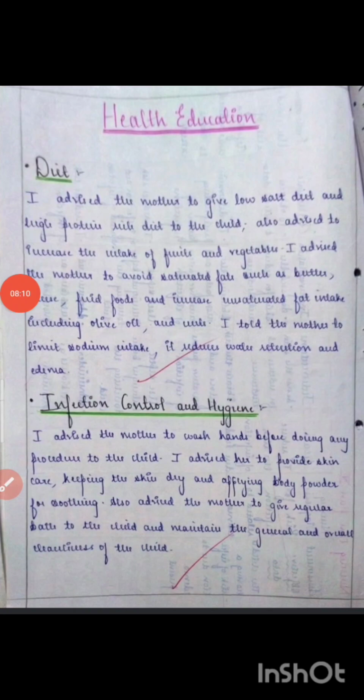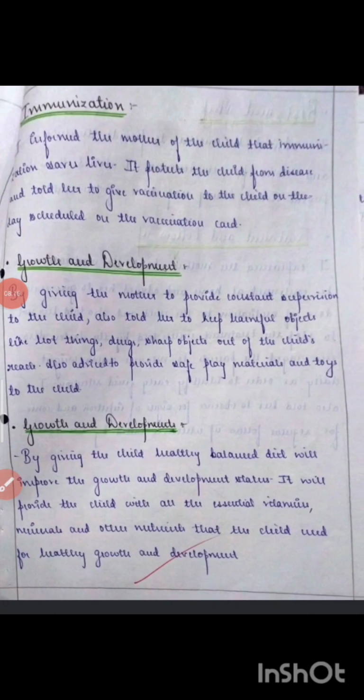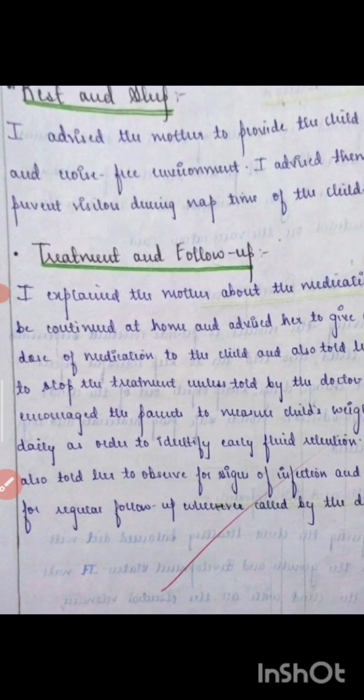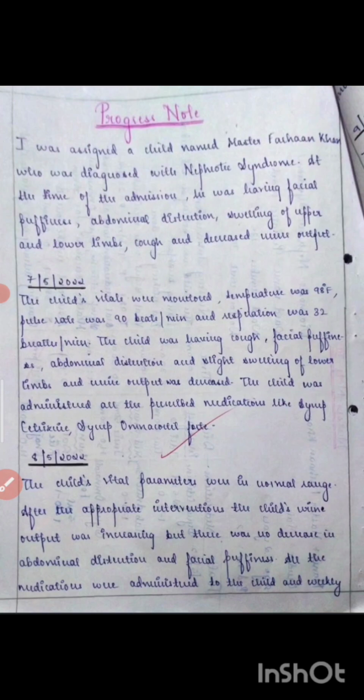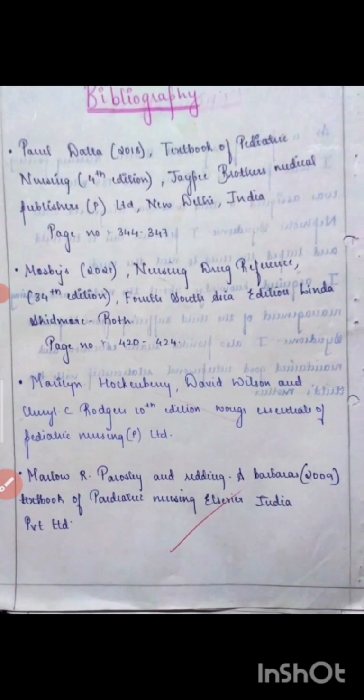So you have given for diet, infection control and hygiene, then immunization, growth and development, rest and sleep, and treatment and follow-up. Next you'll have to write the 3 nurses' notes. I've given some date, medication, diet, time, and nursing intervention. Next comes the progress note. So you'll have to write a 3-day progress note. The same thing you can write. Next is the summary, and then comes the bibliography. So I have given your 4 bibliography entries. Same thing you all can write. Okay, thank you.